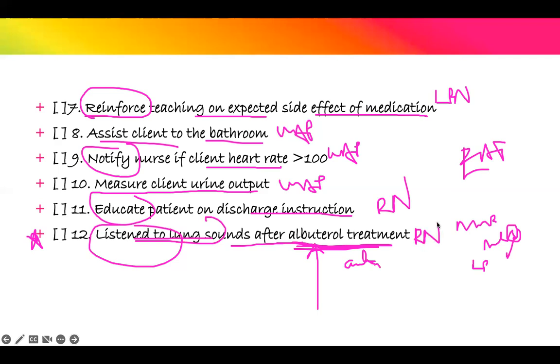So this is all for delegation. I hope you get it. Remember, the RN does the health assessment, plus initial blood transfusion and medication. MMR most is for LPN, and then the UAP, no thinking at all. Good luck in your exams, and I wish you all the best.